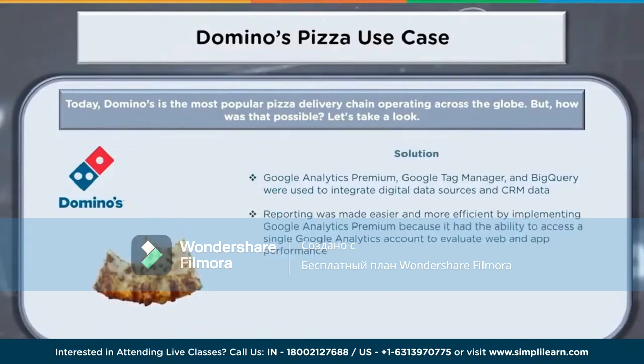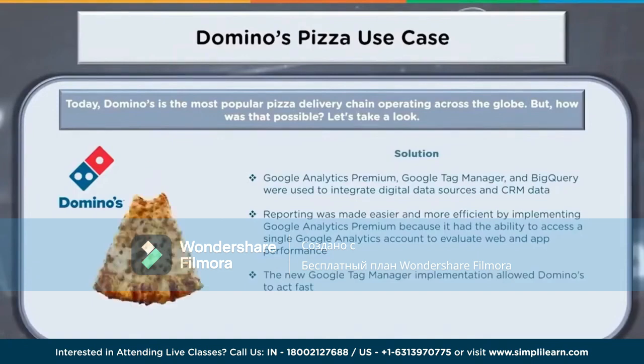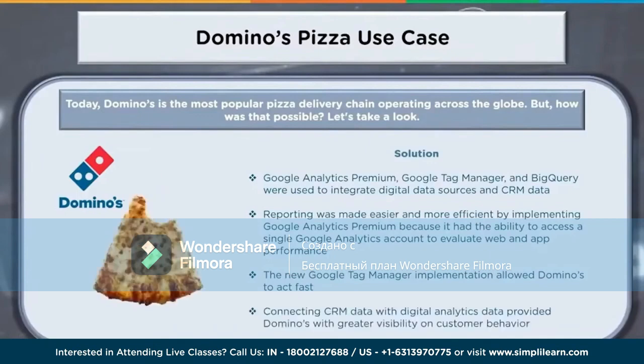Reporting was made easier and more efficient by implementing Google Analytics Premium because it had the ability to access a single Google Analytics account to evaluate web and app performance. By using the new Google Tag Manager implementation, Domino's were able to act fast. They were able to connect CRM data with digital analytics, which basically provided Domino's with greater visibility on customer behavior.